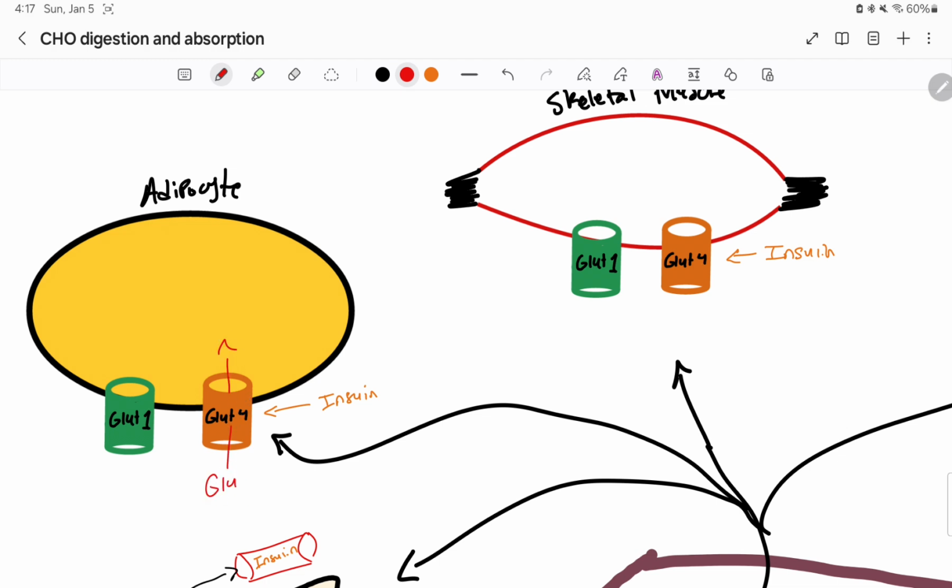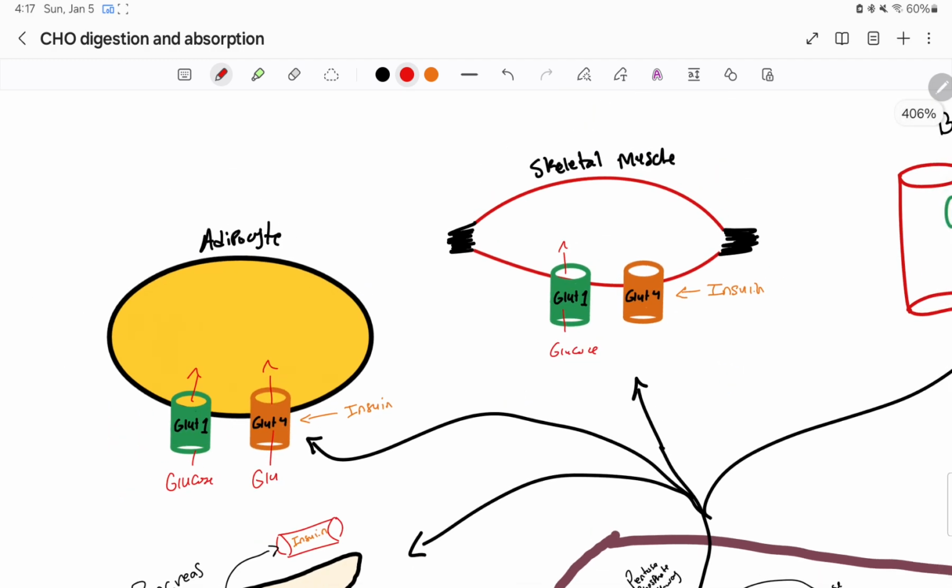Now you might be thinking, how do these cells get glucose in the absence of insulin? Because they have GLUT4, but how do they get glucose in the absence of insulin? Well, they get it mainly through GLUT1. So glucose can also go through this GLUT1 that's present in the adipocytes and the skeletal muscle. But the majority of the glucose after eating is actually cleared through these insulin-stimulated GLUT4 transporters.